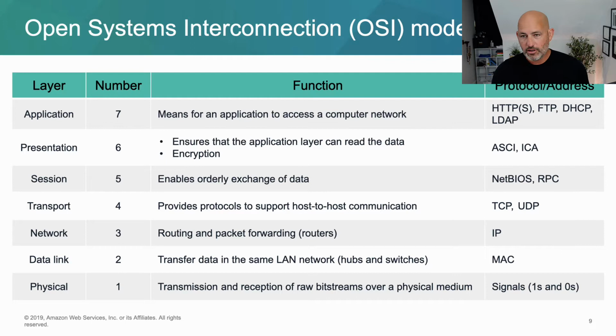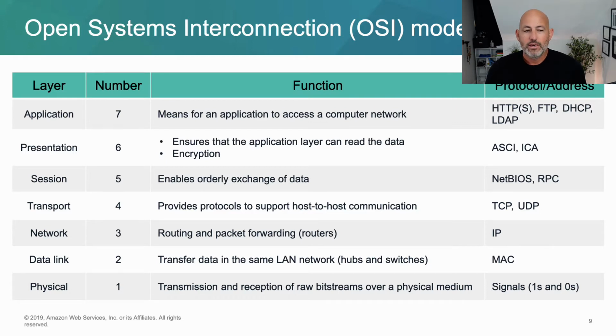The Open Systems Interconnection, or OSI model, is a conceptual model. You'll hear this quite a bit in networking exams, and this explains how data travels over a network. Layer 7 means an application can access a computer network, and this would be things like HTTP or HTTPS, FTP, DHCP, or LDAP. Then there's the presentation layer, which is layer 6, and this ensures that the application can read data encryption. So this would be ASCII, would be the protocol.